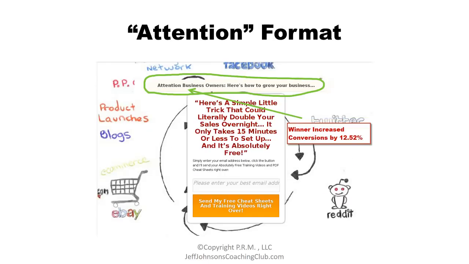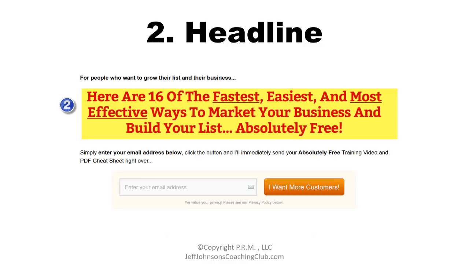Another one that works well for us is the attention format. So the pre-headline on this opt-in page says, "Attention business owners, here's how to grow your business." And just by adding that one pre-headline, by testing that version versus a different version, we are able to increase our overall conversions by 12.52%. 12.52% increase in our conversions by simply testing different pre-headline formats. Now, the next thing that we want to talk about is the headline.